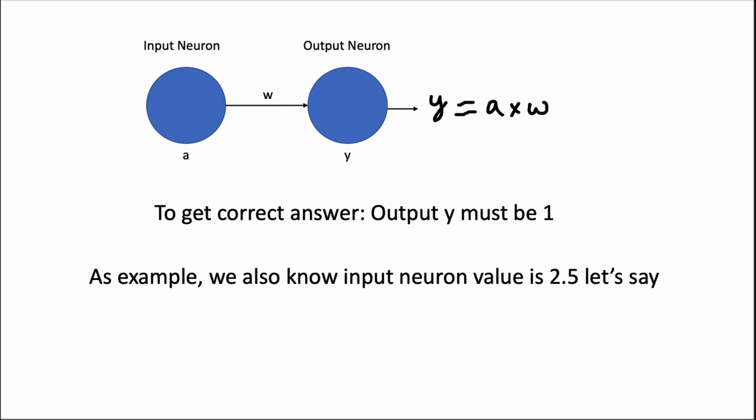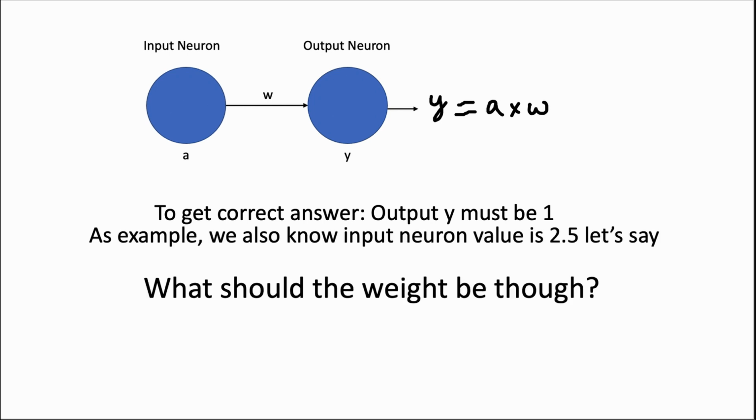Before we start training, we know to get the correct answer, the output neuron's value should be 1, for example. So that's maximum activation of that output neuron, correct answer. Let's say we want it to be ideally 1. And also for our example here, we know what the input neuron is feeding in. So let's say, for example, that's 2.5 as an input value coming into our neuron.